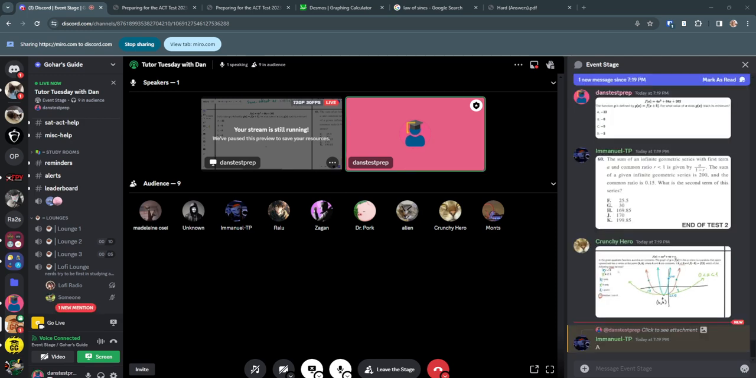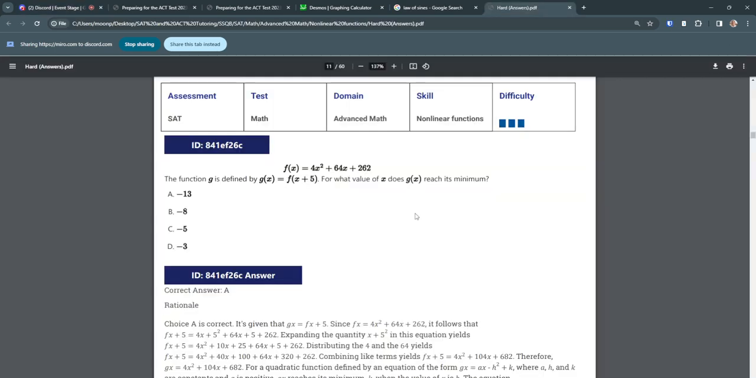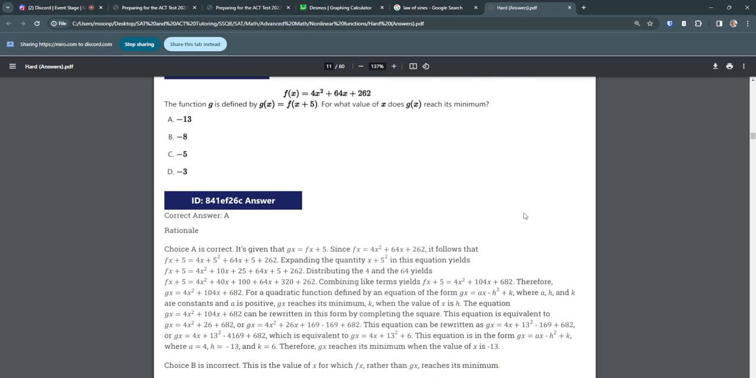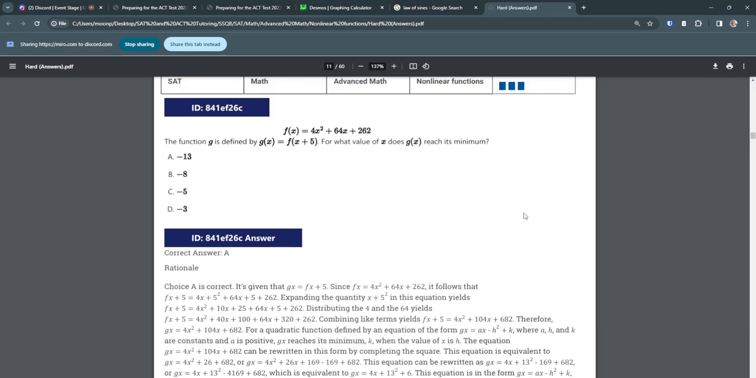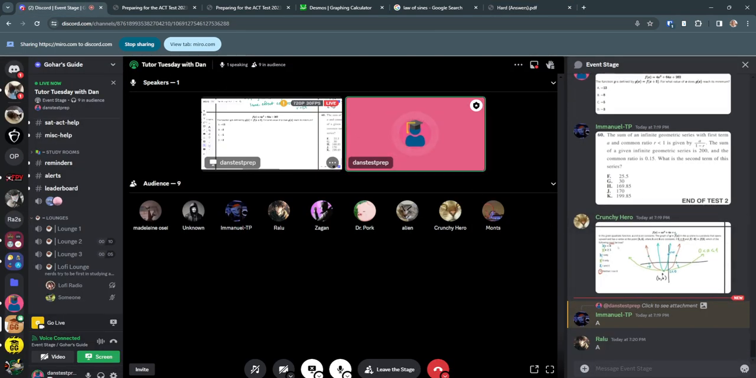The function g is defined by g of x equals f of x plus 5. We got an answer already. That's good. For what value of x does g of x reach its minimum? Well, a few ways we can do this. We can find where the minimum occurs for this function and then check f of x plus 5, because that's just going to be shifted over by some units. We could also plug in x plus 5 into this function, but I don't really feel like expanding all that out.